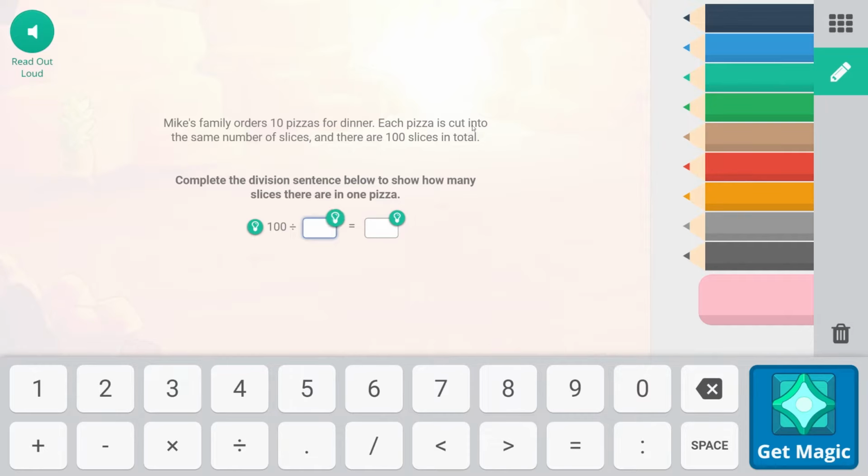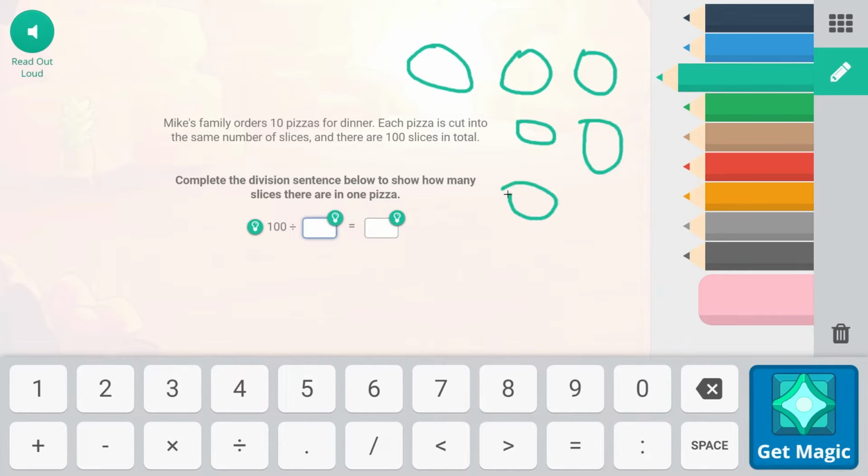Mike's family orders 10 pizzas for dinner. Each pizza is cut into the same number of slices, and there are 100 slices in total. Complete the division sentence below to show how many slices there are in one pizza. So one of the strategies you can do for situations like this, if you're not thinking about the multiplication, this would take a long time.